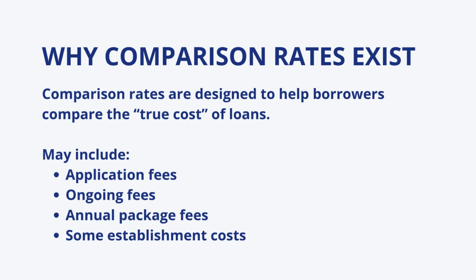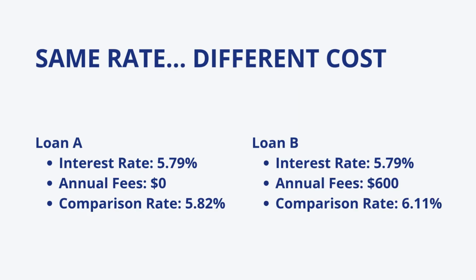A comparison rate is designed to give borrowers a better idea of the total cost of a loan. It combines the interest rate plus many common fees and charges. This helps Australians compare loans more fairly. Here's a simple example. Two loans might advertise exactly the same interest rate, but one loan has much higher fees. That means the comparison rate becomes higher. This is why comparison rates can sometimes reveal costs hidden behind a low advertised rate.